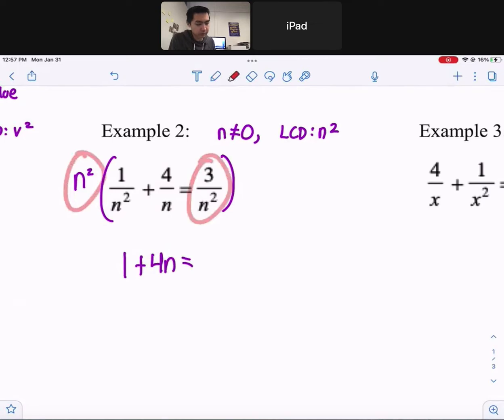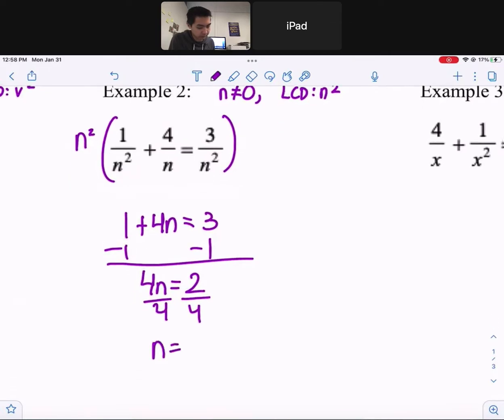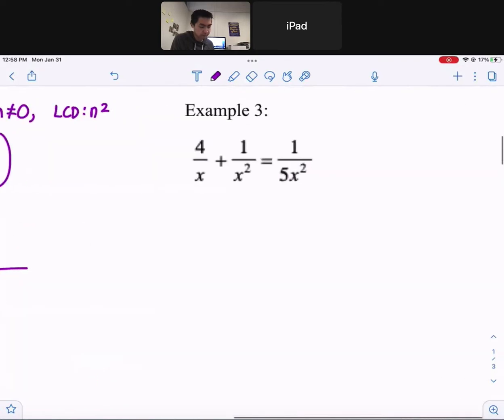Then this one times this one, the n squared from top and bottom cancel, so all we're left with is a 3. Solve for n: subtract 1 from both sides, divide both sides by 4, and we get n equals 1/2. When you solve equations, get variables on one side and constants on the other if you are dealing with degree 1.